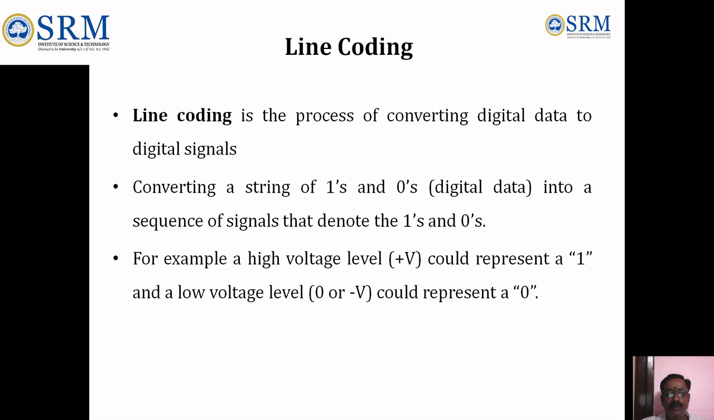What is line coding? Line coding is the process of converting digital data to digital signals, converting a string of ones and zeros into a sequence of signals that denotes the ones and zeros. For example, a high voltage level is indicated as positive volt, that could represent a 1, and the low voltage level is considered as a 0 or negative voltage, that could represent a 0.